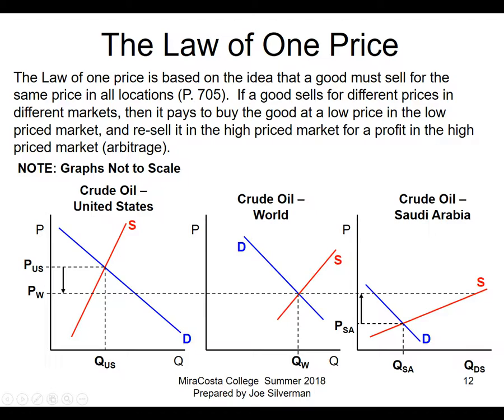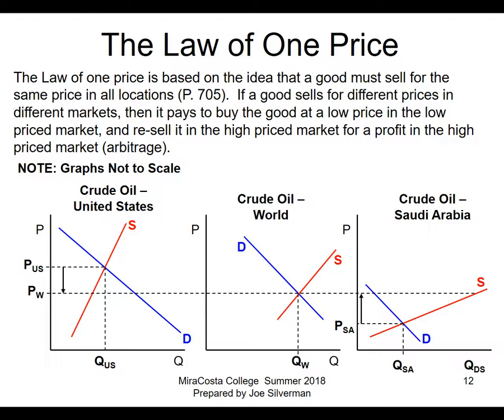All right, now imagine you're a seller of oil in Saudi Arabia, and you're used to getting PSA for your oil, this price way down here, and the nice people in the United States have in the past been willing to pay PUS. Who would you rather sell your oil to? Well, you'd rather sell it to somebody in another country that's willing to pay you a higher price. So you'll start selling your oil to people in the US, and the net effect is going to be over time that the price in the US is going to drop, the price in Saudi Arabia is going to rise, and we'll eventually get to one world price for oil.